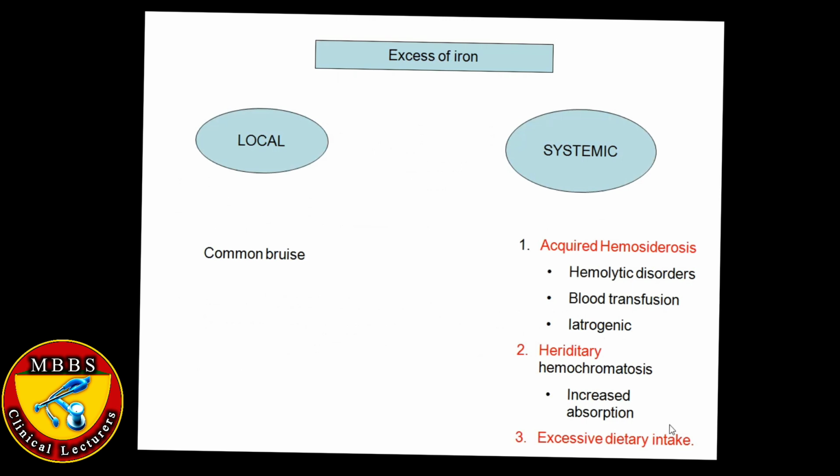If we talk about excess iron, systemic acquired hemosiderosis usually occurs in hemolytic anemia, and in people who get repeated blood transfusions, which sometimes give more iron to the person; we call that iatrogenic. The hereditary form is a disease called hemochromatosis, in which there is either increased absorption or excessive dietary intake.